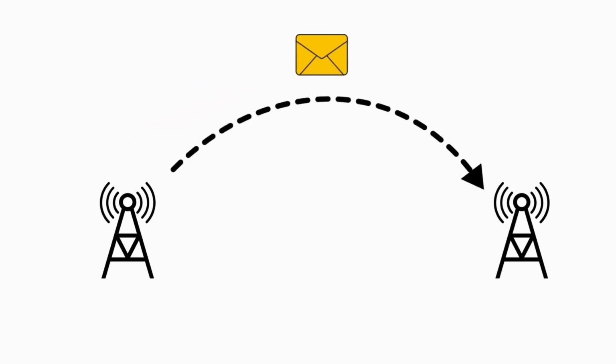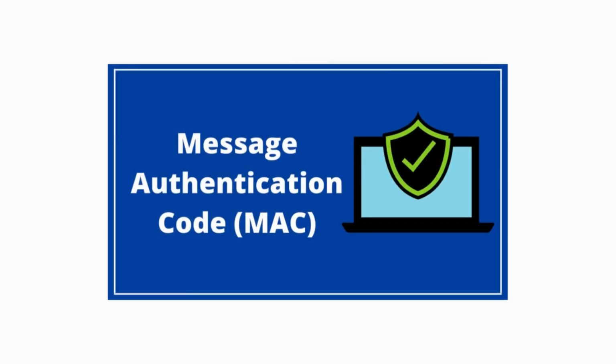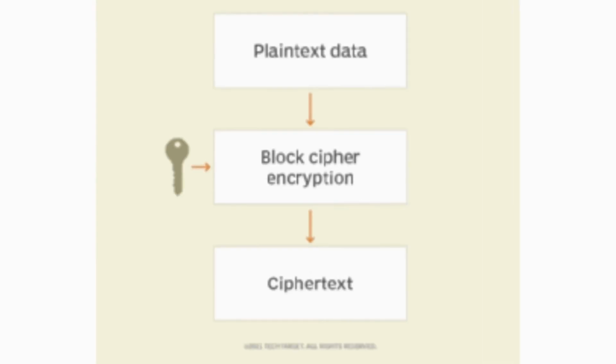MACs based on block ciphers, DAA and CMAC. Ever sent an email but worried it might be tampered with? That's where message authentication codes, or MACs, come in. Today, we'll see how block ciphers, those encryption powerhouses, can build these digital shields.